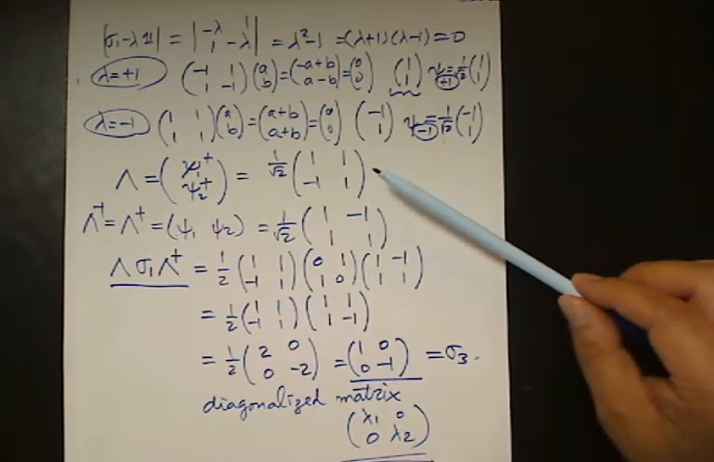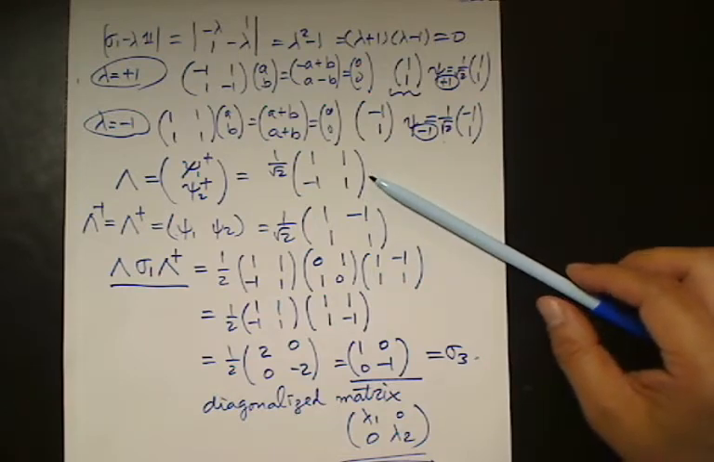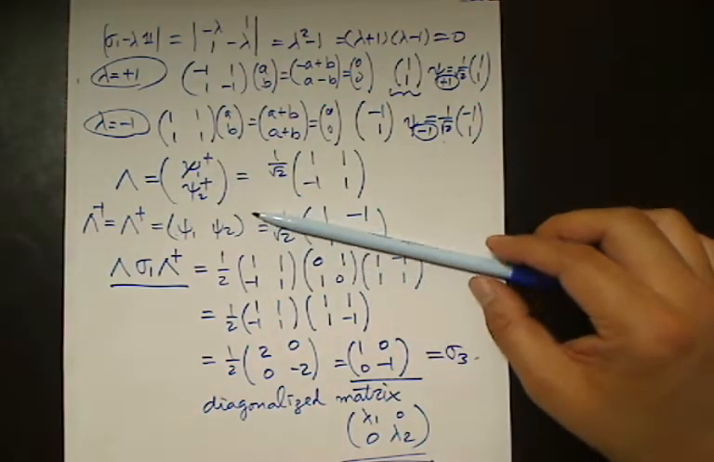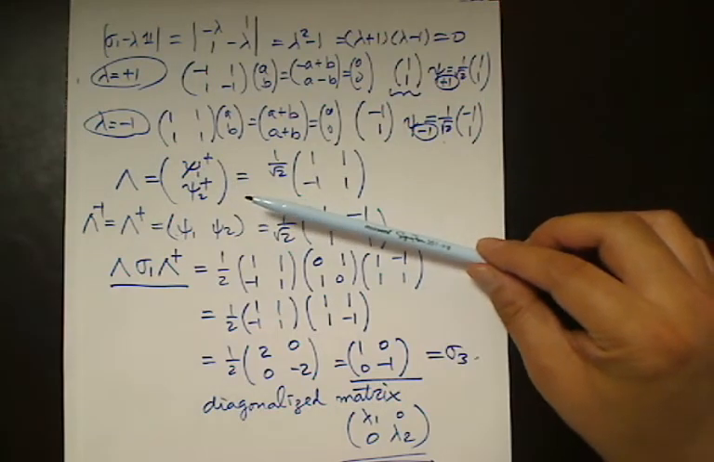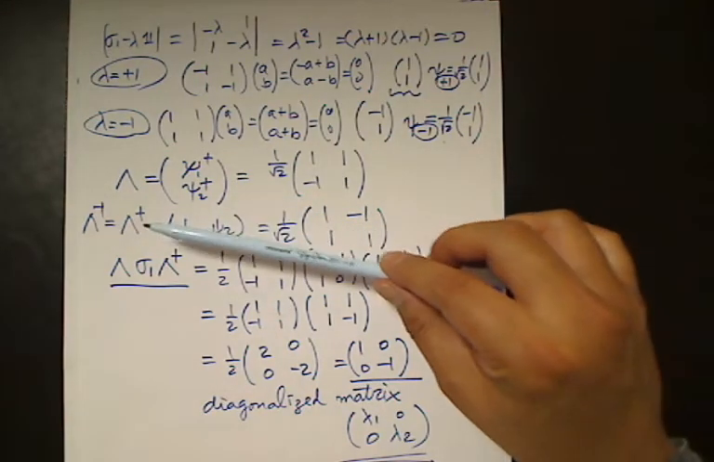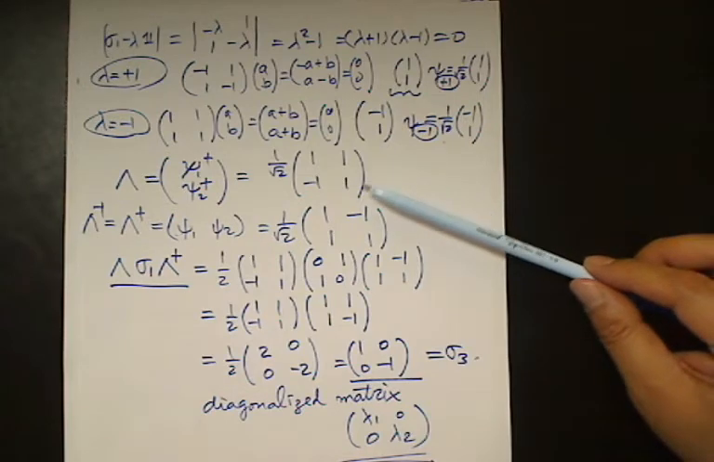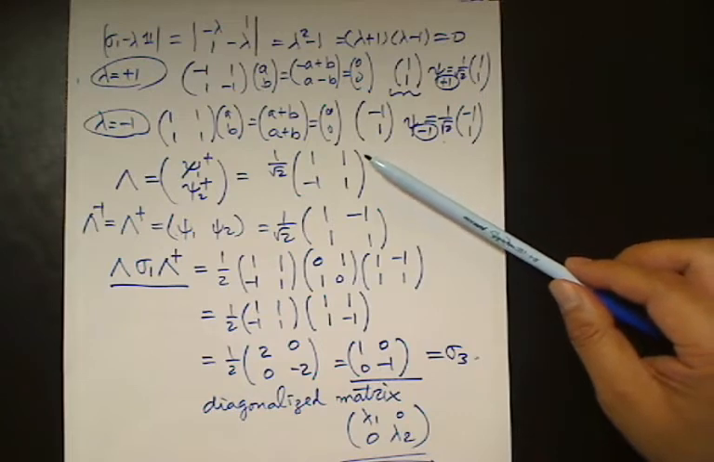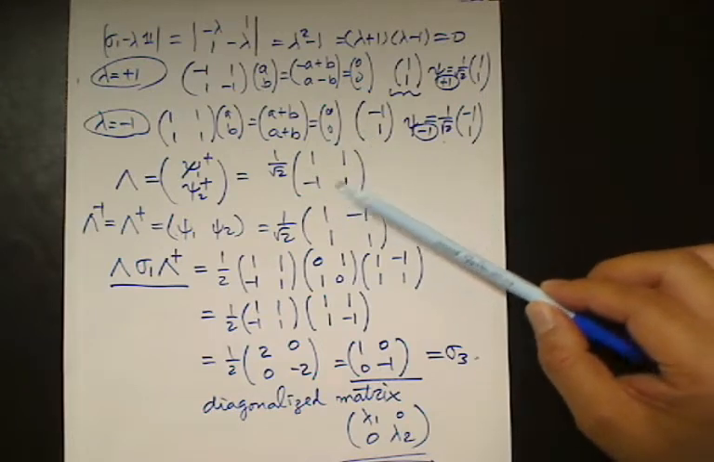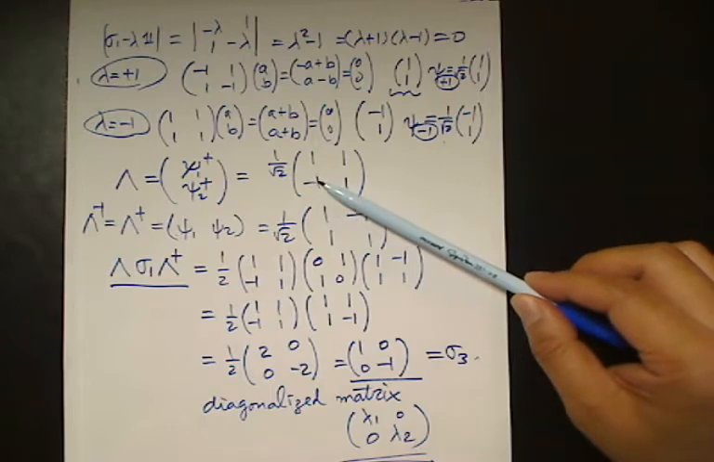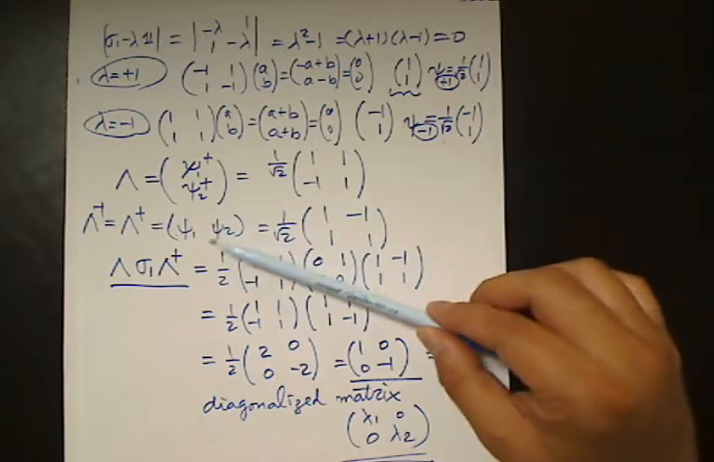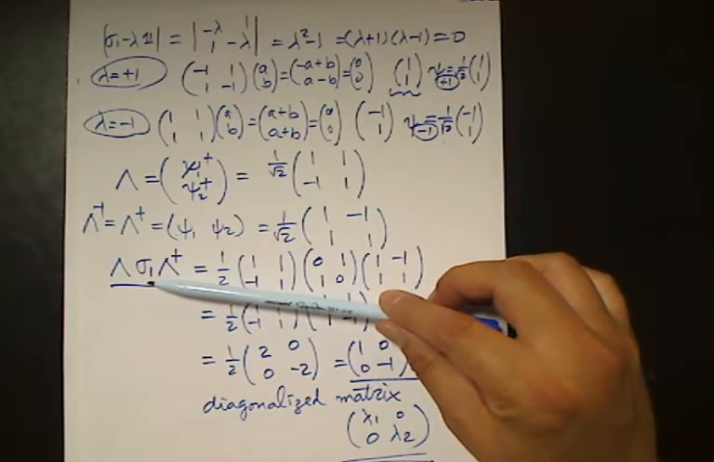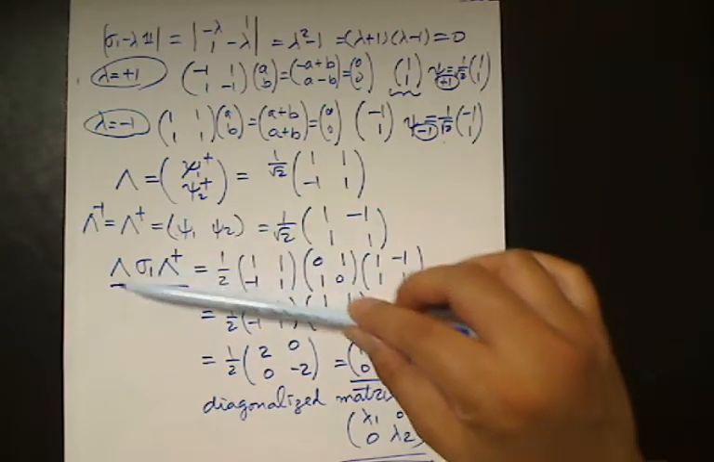So we already proved that this lambda is a unitary matrix. So the inverse is just the Hermitian conjugate. Hermitian conjugate is simple: transpose and take the complex conjugate. But this is a real matrix, so transpose is sufficient. We expect that this result must be sigma 3. Let's see.